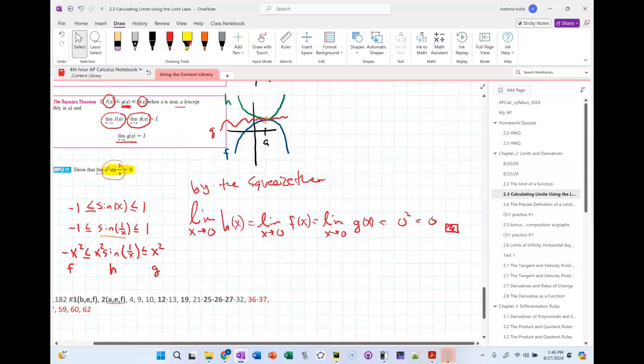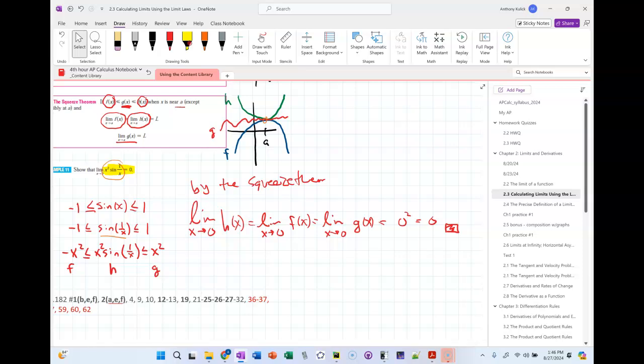So the trickiest piece is going to be setting up that set of inequalities, right? If I have that set of inequalities, all I need to do is apply the squeeze theorem and check to make sure the limits of both ends are the same. If they're the same, then that's the limit of the middle. If they're different, what do we say?